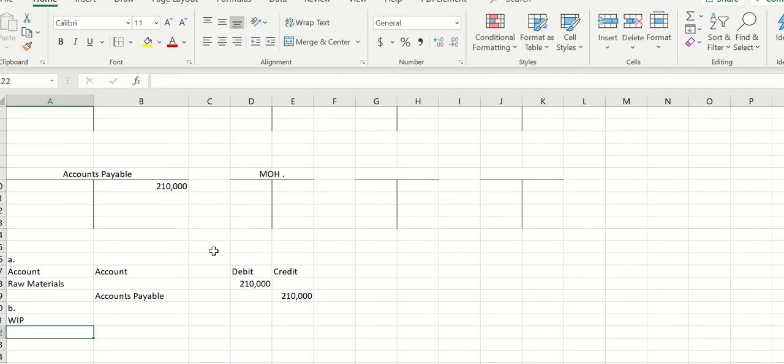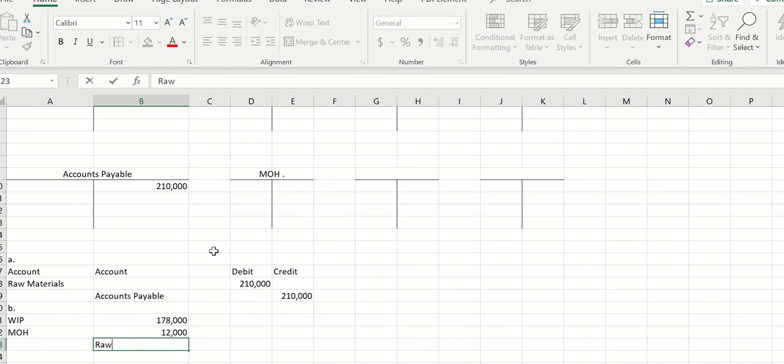Work in process, manufacturing overhead, 178,000 and 12,000. And then this is from raw materials, right? We requisition the raw materials and put them into use, 190,000.